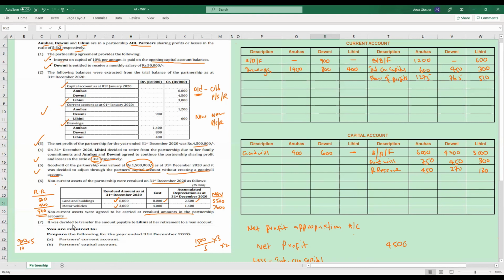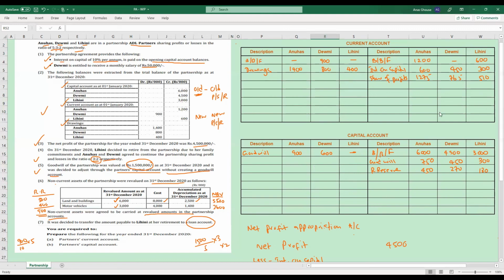Then it was decided to transfer the amount payable to Lihini at her retirement to a loan account. So whatever the amount payable to Lihini at the time of retirement has to be credited to a loan account. Since Lihini is retiring, you can transfer the current account to Lihini's account, and the full amount will be removed from the capital account. So let's do the calculation.